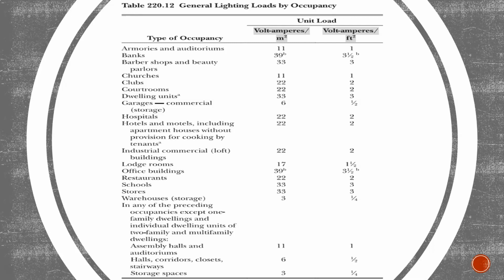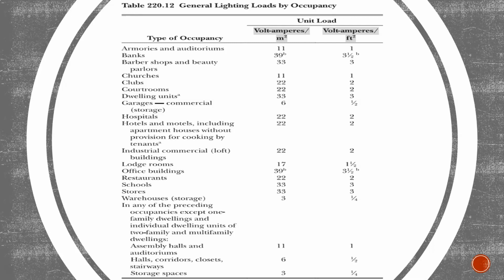So looking at table 220.12 here, our general lighting loads by occupancy. We see on the left-hand column the type of occupancy, and keep in mind an occupancy is just a word for what kind of building it is. Now on the right-hand side we have the unit load, in volt amps per square meter and per square foot. We're going to be using the square foot column.